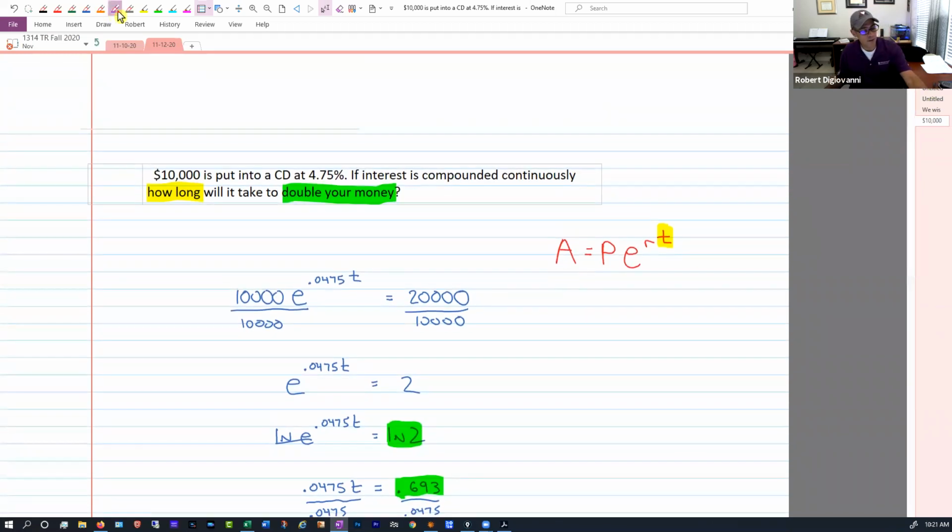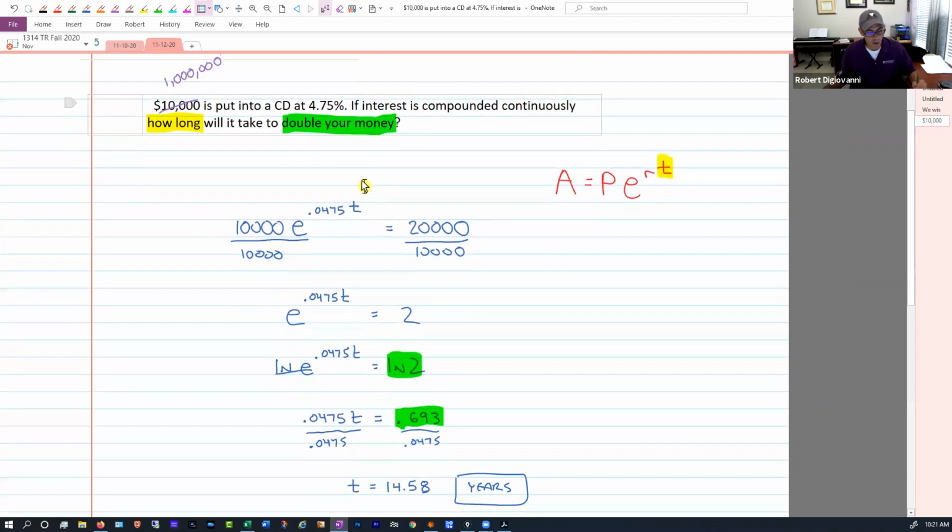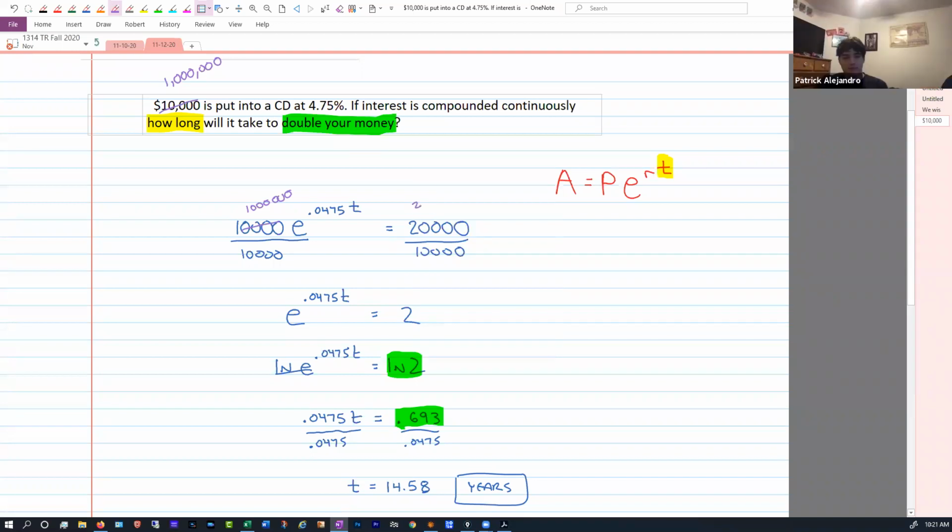what if this was not 10,000? What if this was $1 million? Just say we had $1 million. Do you think it would change the amount of time to double our money? Well, what would change in the problem? This 10,000 would become $1 million, right? And what would the other side of the equation become? Not 20,000, but 2 million, right?